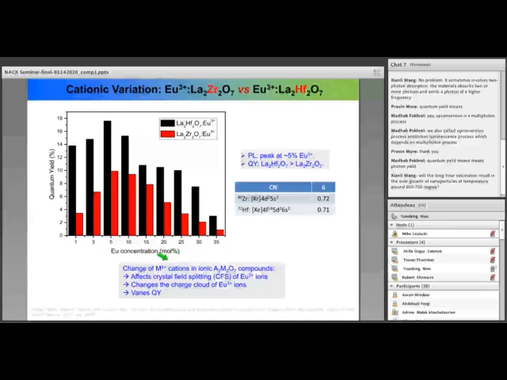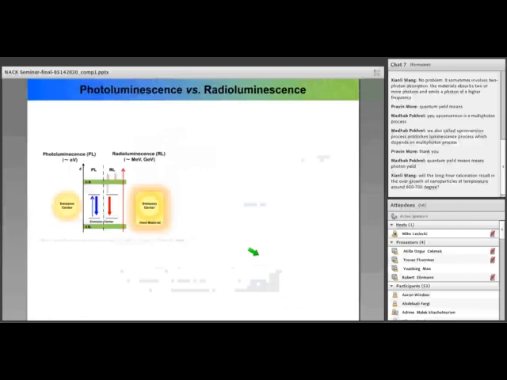We definitely believe that the extra electrons from the hafnium will affect the crystal field splitting of the europium 3+ ions, and also change the charge cloud of the europium 3+ ions. That's why we see this different quantum yield. And so with that, I want to move to the next one.